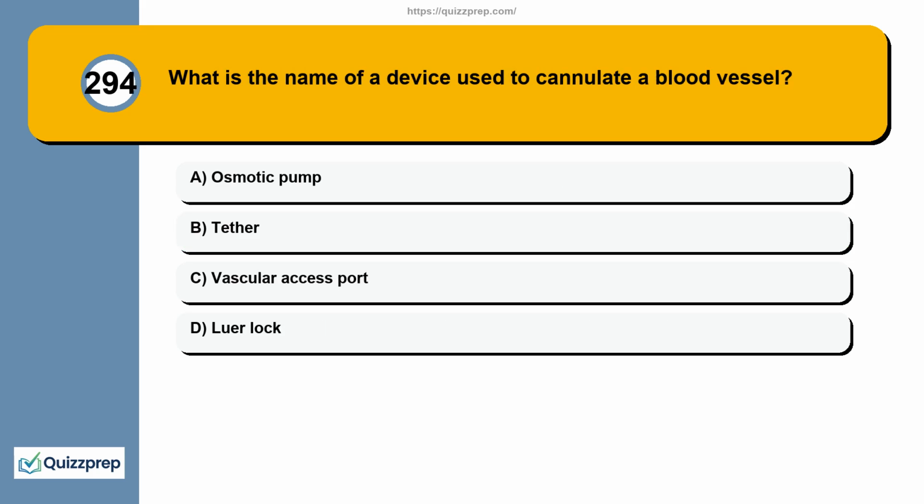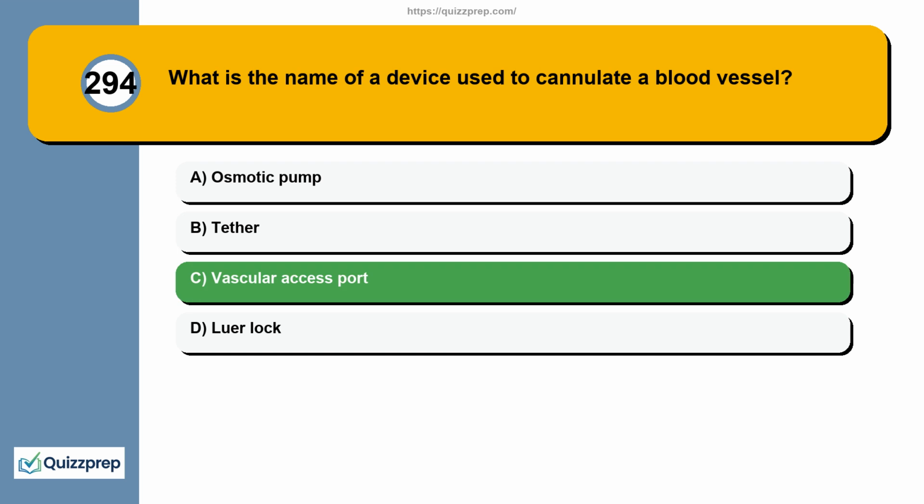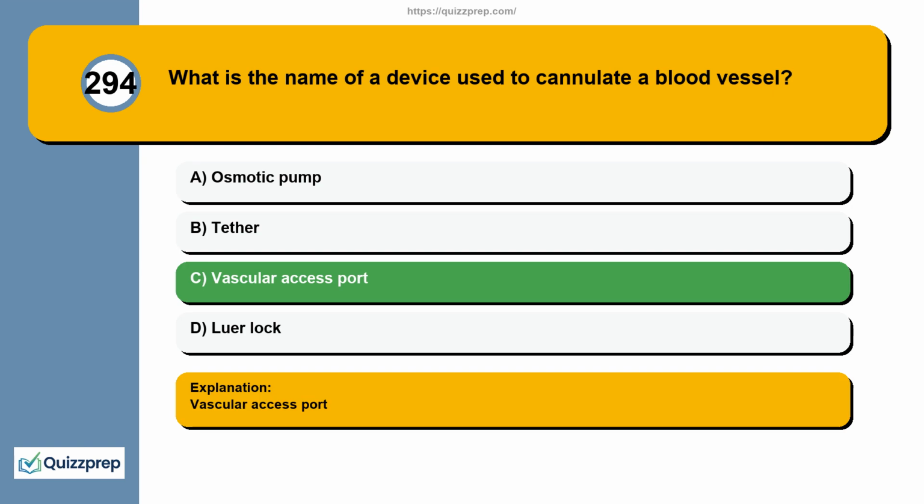Question 294. What is the name of a device used to cannulate a blood vessel? Option A. Osmotic pump. Option B. Tether. Option C. Vascular access port. Option D. Luer lock. The correct answer is option C. Vascular access port.